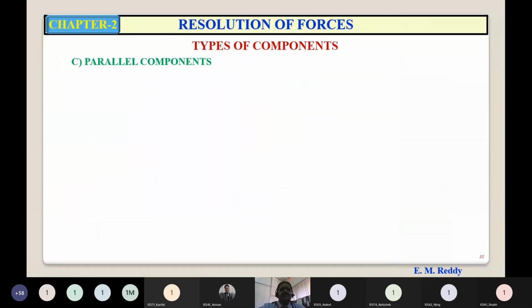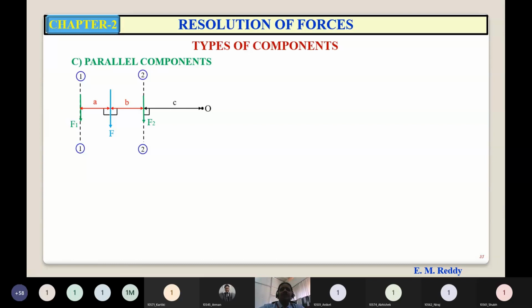Then parallel components. Let this force F, which is acting vertically downwards, be resolved along two lines which are parallel to each other. Let the distances from the force to these two lines be a and b respectively from line 1 and 2. The component of F along line 1 is F1, along line 2 is F2. Now we have to resolve this F into F1, F2. Other way around, I can say that F is the resultant of F1 and F2. Am I right? When you combine F1 and F2, you will get F. So F is the resultant of F1, F2.